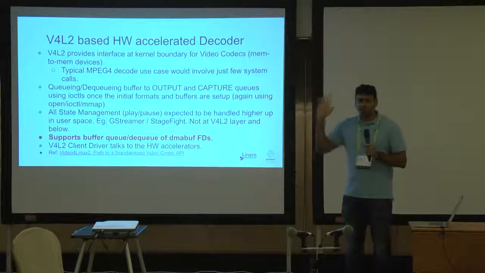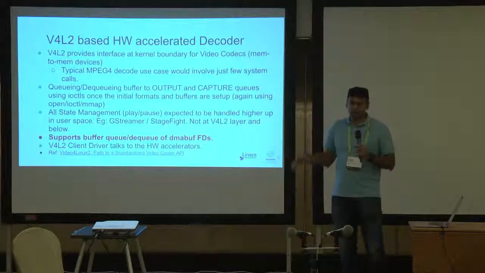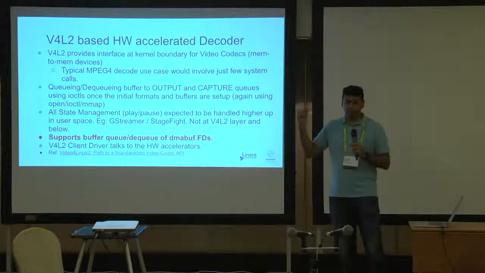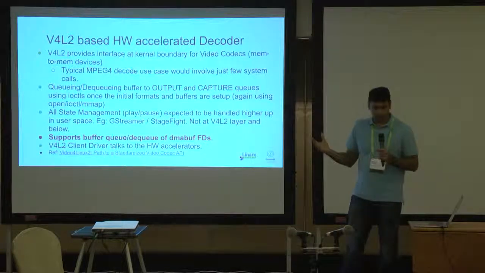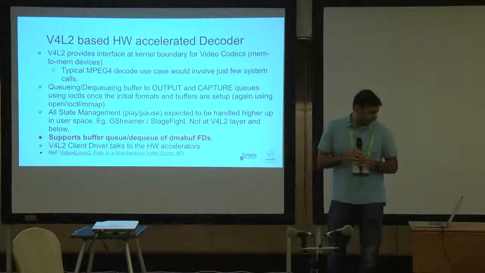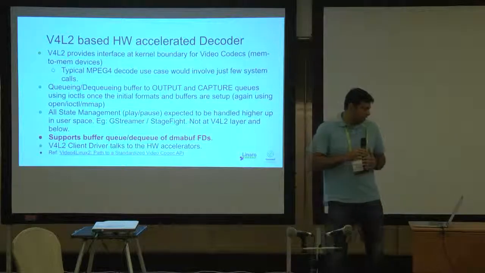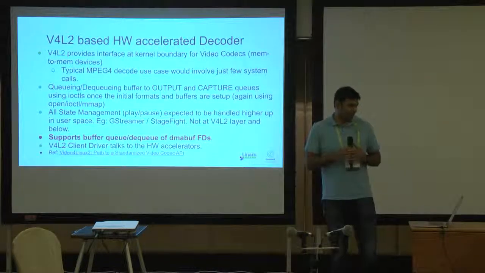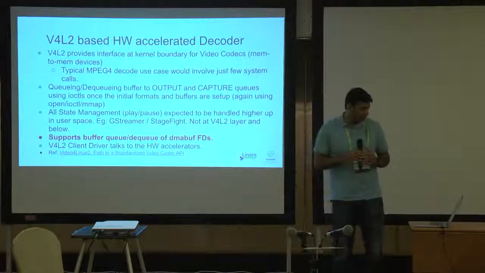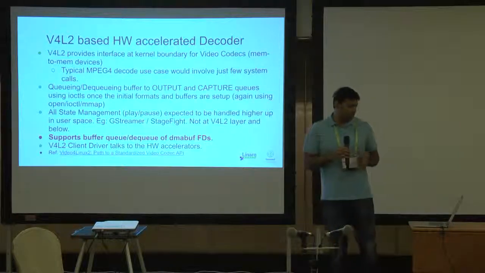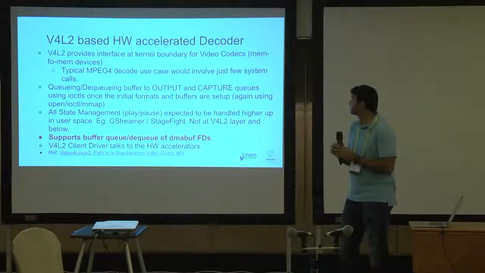So now, all right, we talked to the license server, we got the license, we're starting to get encrypted frames, and we are starting to decrypt them. What's the next thing, right? A couple of keywords are V4L2-based hardware accelerated decoder. What's V4L2? Video for Linux version 2, and it provides an interface at the kernel boundary for the video codecs, right?